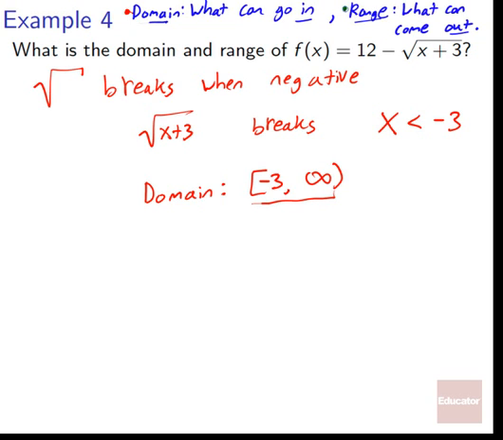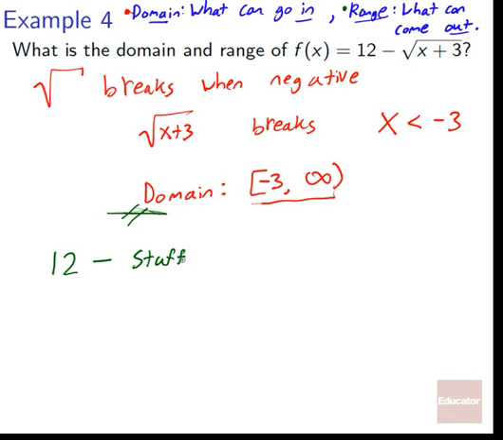If we want to figure out what the range is, then the question is, what can f of x put out? So notice we've got 12 minus stuff. Now that stuff, square root of x plus 3, square root can spit out any number, right? If you put in square root of 0, square root of 1, square root of 4, square root of 9, you're going 0, 1, 2, 3, and you can make any number in between that.